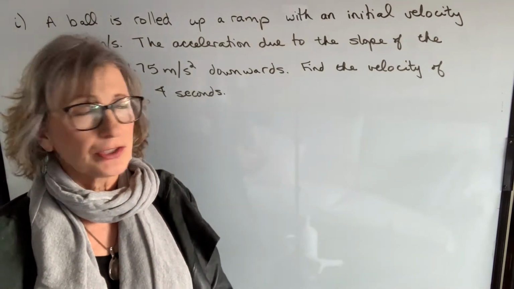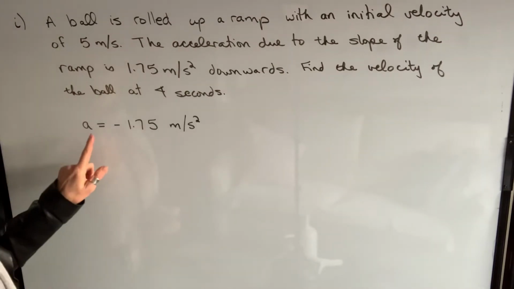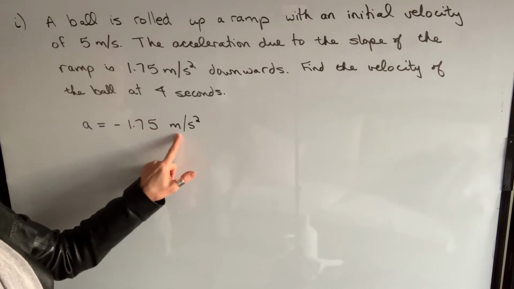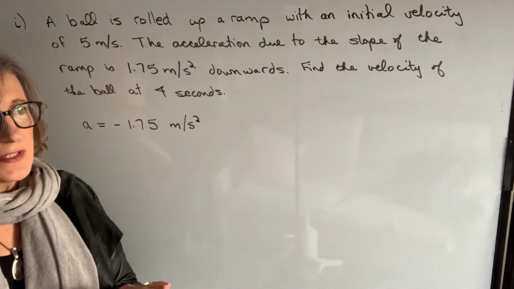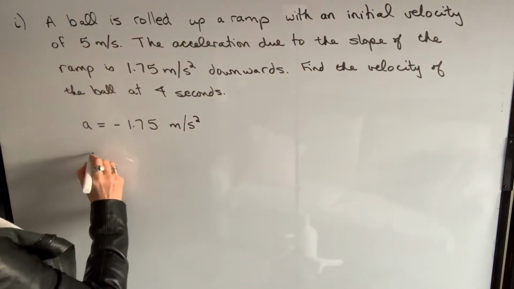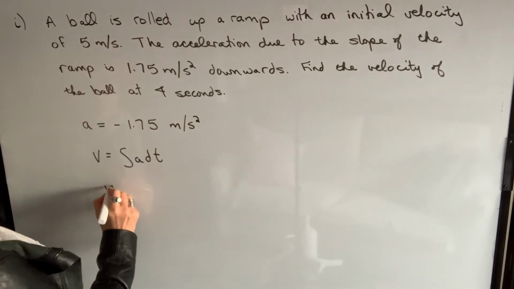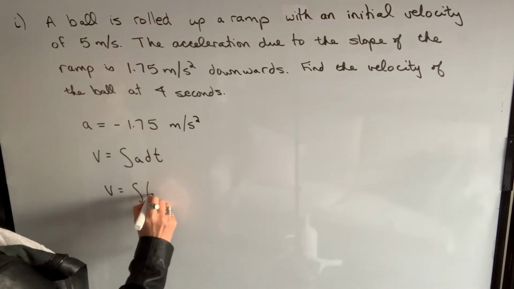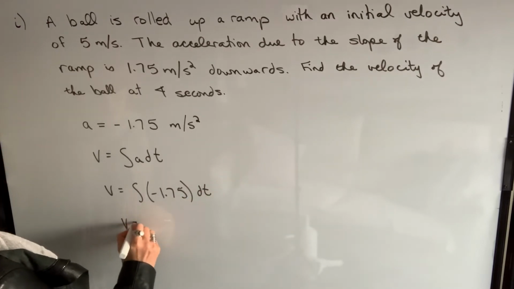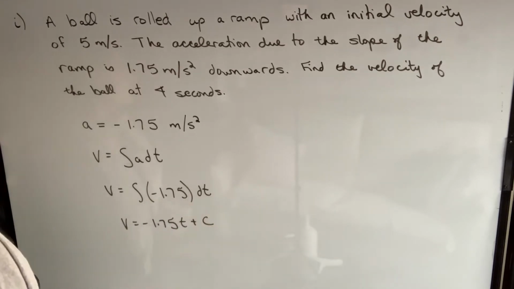So we want to find velocity. We know acceleration. It's constant. So we'll start there. We know acceleration, it's downward, so it's negative 1.75 meters per second squared. If the acceleration is in an upward direction, it would be positive. We know velocity is the integral of acceleration. So our velocity in this case would be the integral of negative 1.75 dt. And that would be negative 1.75 t plus our constant of integration.